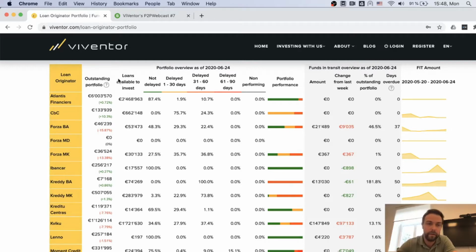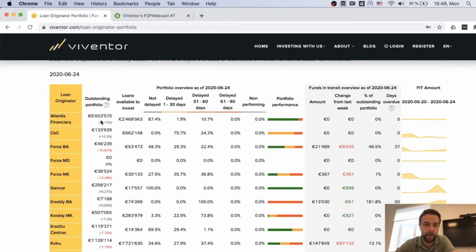And the number in brackets below this number is the change since the last report. Green means an increase, red means a decrease, and as it is the first report, it's compared with last week, and then it will be compared to the last report, which you will also be able to see if you download the Excel file. The next column, loans available to invest, shows the total sum of loans in euros that is still available to invest into this loan originator. So if you're looking at this table to make an investment decision, you can see how much is still available for investment into the current loan originator. This means how many loans they have actually posted on the VIVENTOR platform.